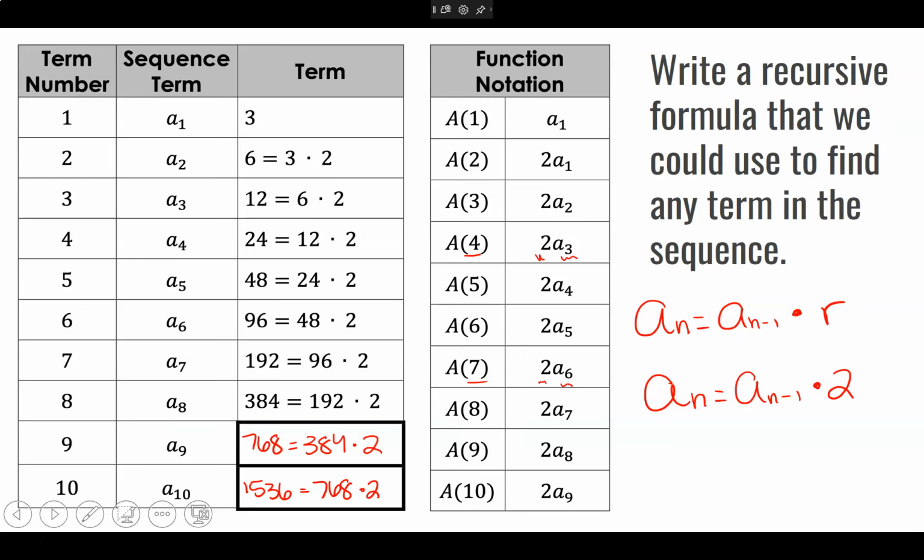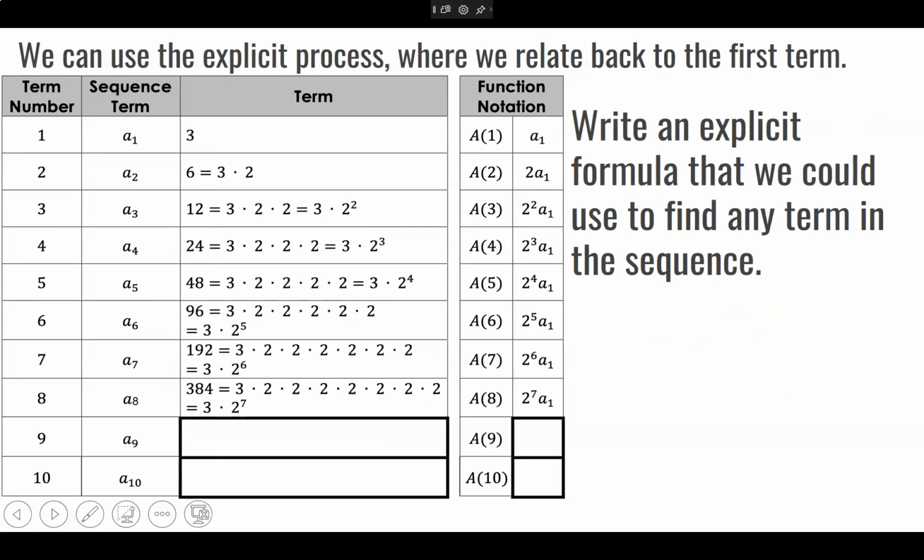Okay. Next table. Here we go. So now we're going to look at the explicit process. So that was the recursive, where we used the previous term. Was that very similar to the recursive that we used for arithmetic? Arithmetic, we added our difference. Geometric, we're multiplying by a ratio. So similar in taste, right? With arithmetic, we add. With geometric, we multiply. That's the only small difference here.